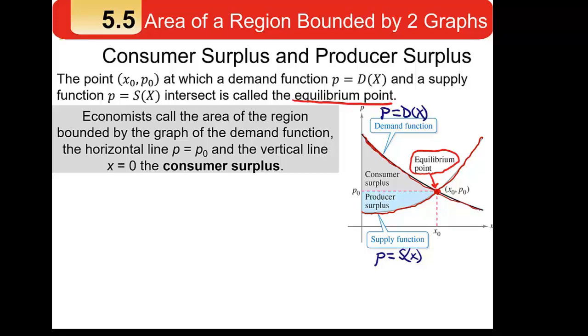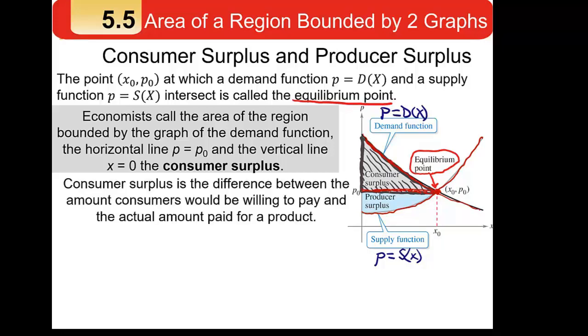It's below the demand curve, but above the horizontal line that goes through P0. It's that area right there. That's called the consumer surplus. It's the difference between the amount consumers would be willing to pay and the actual amount paid for the product. And that's an economics term, and we're not going to go too much into that. I'll leave that for your economics professor. But we want to learn how to calculate it.